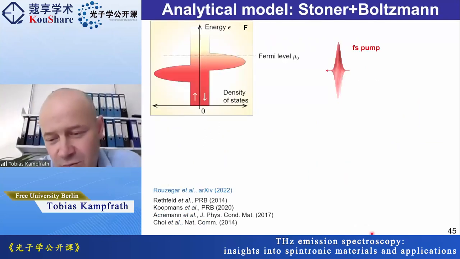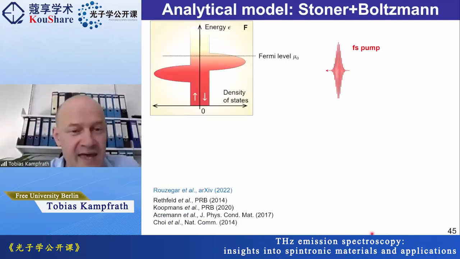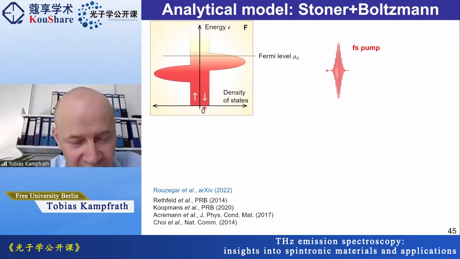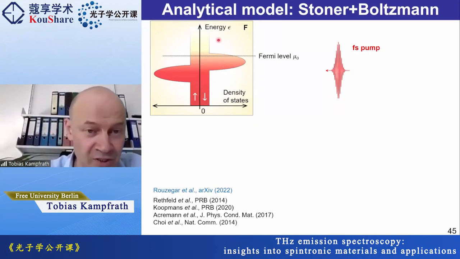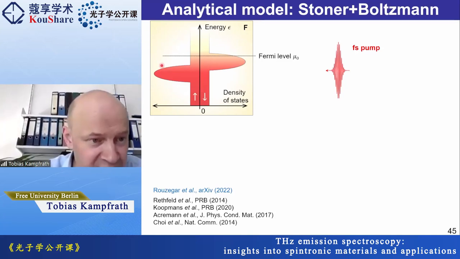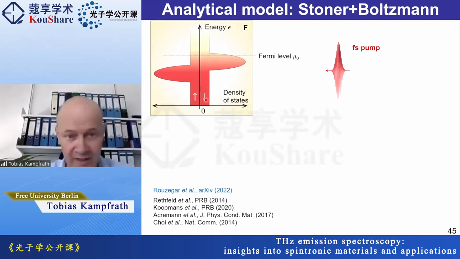And of course, you can usually do this with a simple model. And as a model, we use here the Stoner model of ferromagnetism. So what you see here is the density of states versus energy for spin up electrons and spin down electrons. And this is the typical Stoner model. You see that we have more electrons with spin up below the Fermi energy than spin down electrons. And this means that this material is ferromagnetic, because simply we have more spin up electrons than spin down electrons.